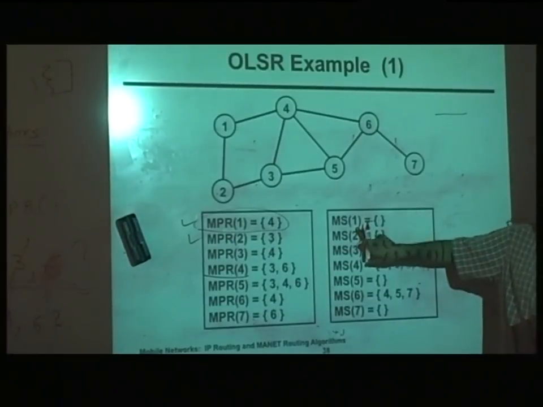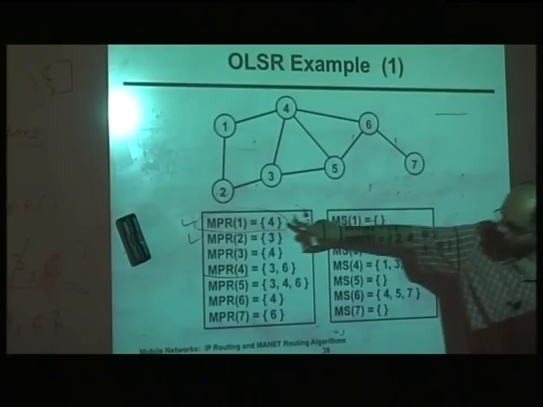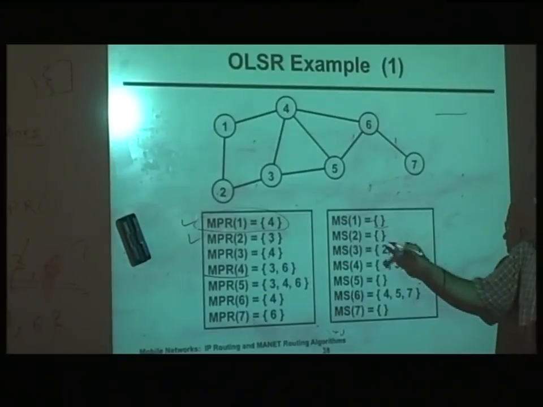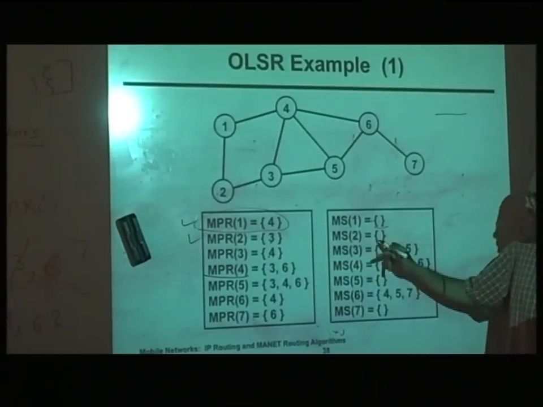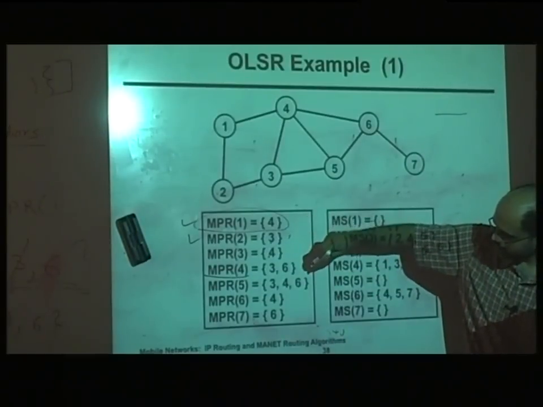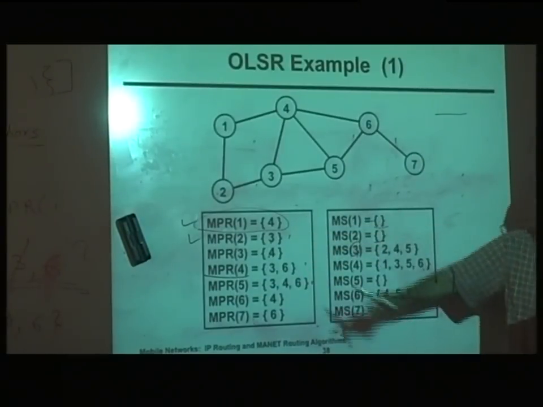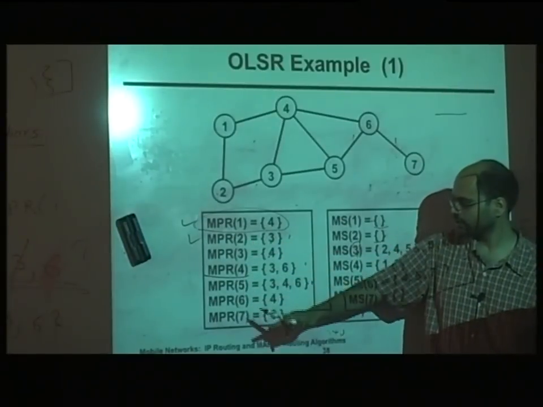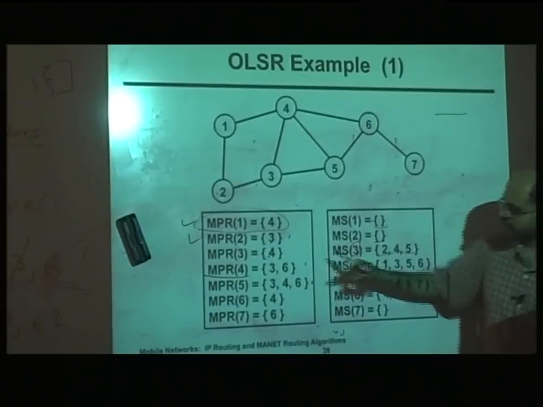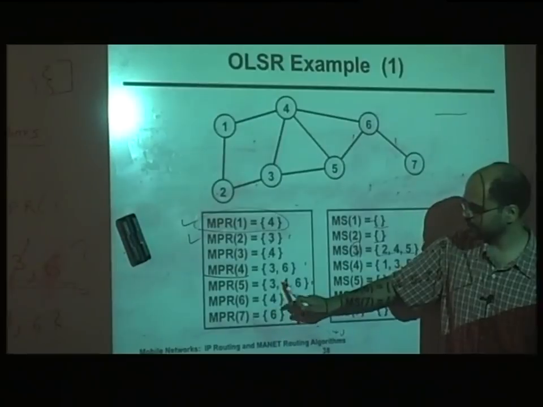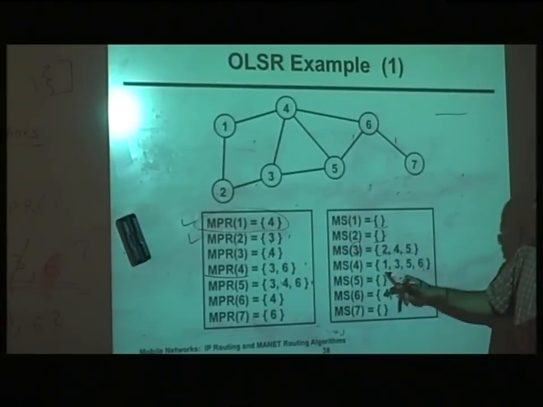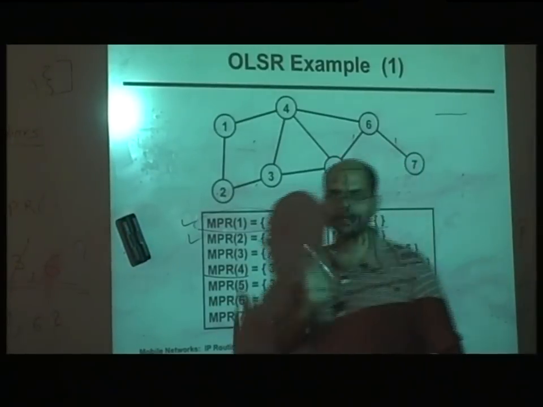Has anybody selected 1? There is no 1 here, right? So this is an empty set. That's what I was saying, this set can be empty. Nobody has selected 2, so this set is empty. Let's see 3. 3 is here, here, and here. So it is 2, 4 and 5. Okay. So 4 is here, here, here and here. So it is 1, 3, 5 and 6. And 1, 3 and 5. Okay. So this is the MPR set, this is the MS set.